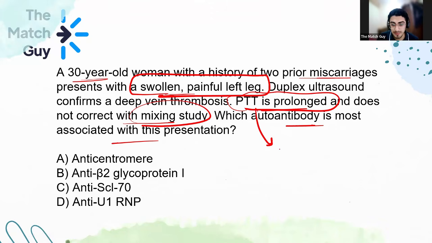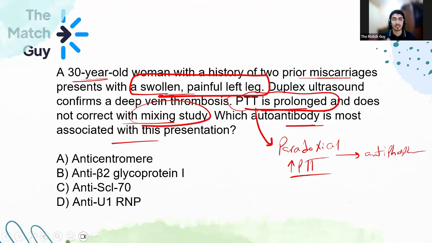We call this paradoxical increase in PTT. And this is a specific finding that can happen with antiphospholipid antibody syndrome. Okay. And why would this patient have elevated PTT level? Why would this patient have a paradoxical increase in the PTT?